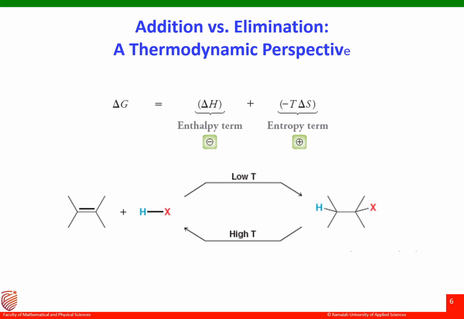However, upon increase in the temperature, the entropy term will be larger and will dominate the enthalpy term. As a result, delta G will be positive, which means that the reactants will be favored over the products and the equilibrium constant K will be less than 1. In other words, the reverse process will be thermodynamically favored at high temperature, and the reverse process is nothing but the elimination reaction. For this reason, addition reactions have to be carried out at low temperature, sometimes even below room temperature.